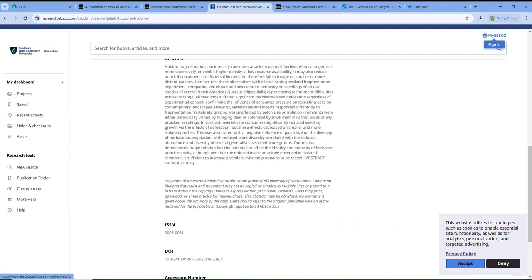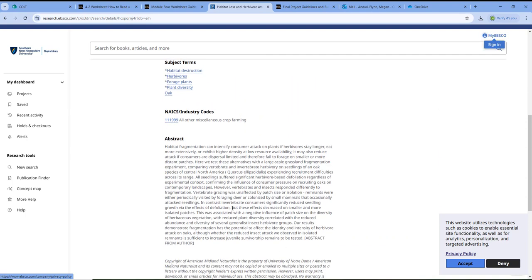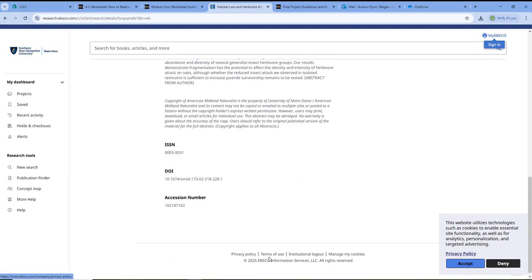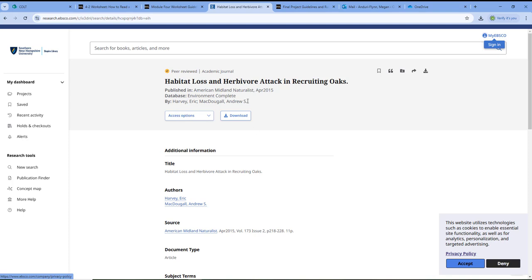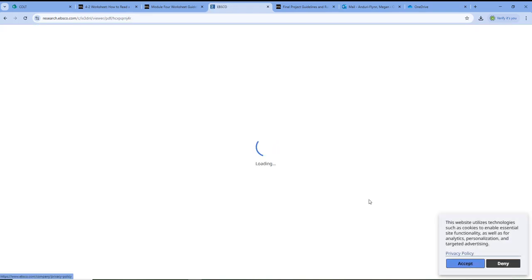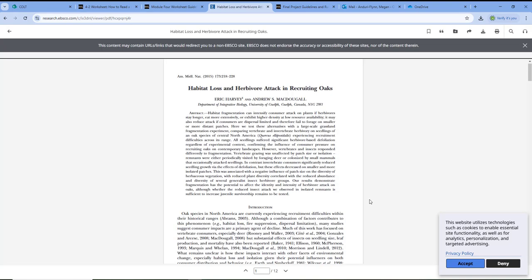Now if I read through it, there's an abstract, so this is summarizing the article. And then that's it. So I actually have to download the entire article, or I can use a PDF, or I can go into JSTOR. But let me just show you what it looks like. This is an actual scientific article. So you can see that it looks a lot different from a newspaper article.